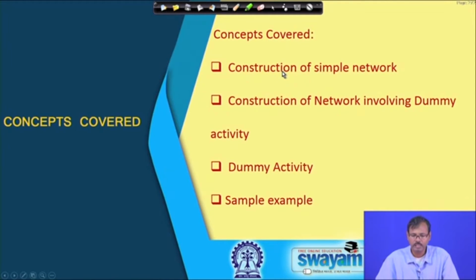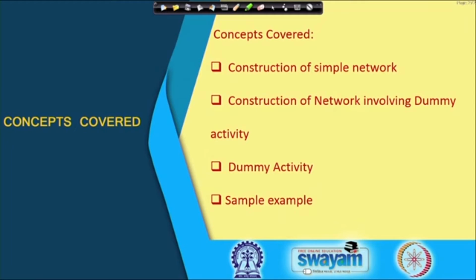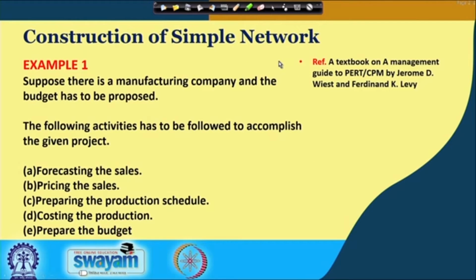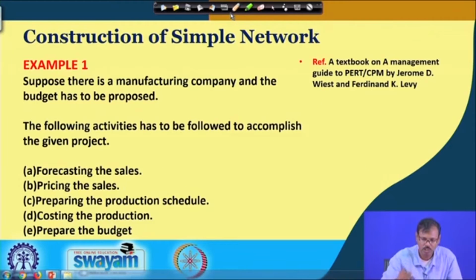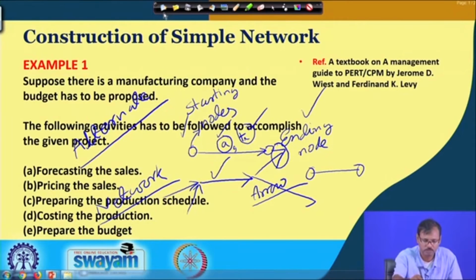In this lecture the concepts covered are construction of a simple network and construction of a network involving dummy activities. We will learn what dummy activities are, and sample examples will be covered in these lectures. So, let us start the construction of a network with a very simple example. This example is taken from the book of West and Levy, you can follow that book for this example also.